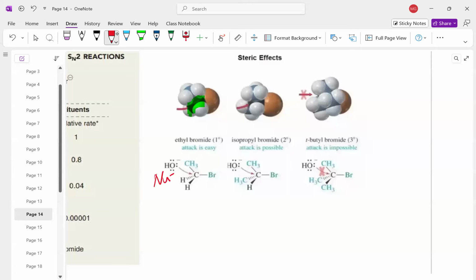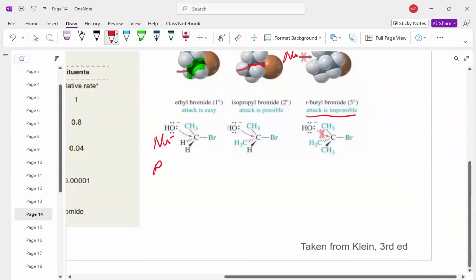And then if it tries to attack a secondary carbon, it can still see it a little bit. But because of all the steric bulk around a tertiary carbon, attack is impossible. The nucleophile can't even see the carbon with the leaving group. So there's no possible way it can make a bond to it.